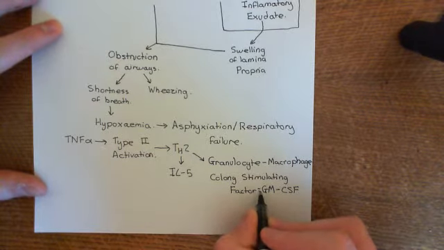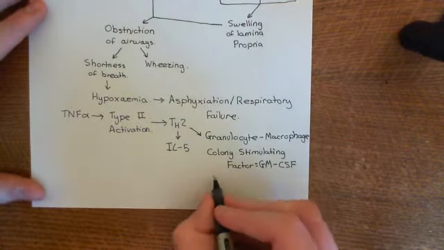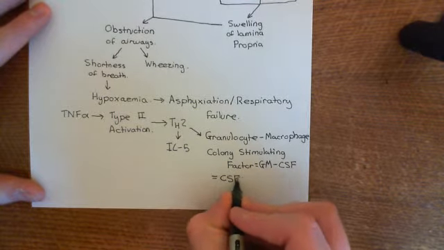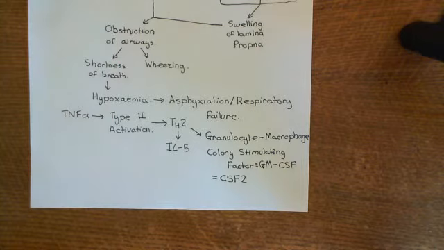So this is equal to this. It's also got another name just to make things even more confusing. It's also known as the colony stimulating factor CSF2. So you might hear it referred to as the granulocyte macrophage colony stimulating factor, or you might hear it referred to as the colony stimulating factor 2.